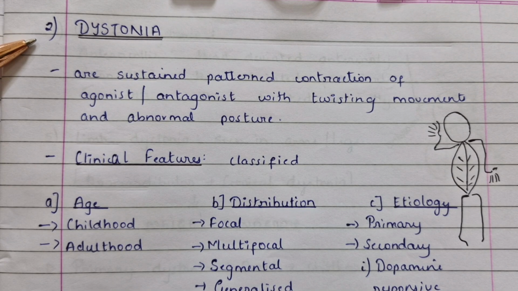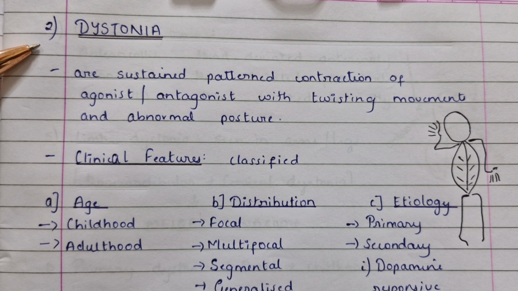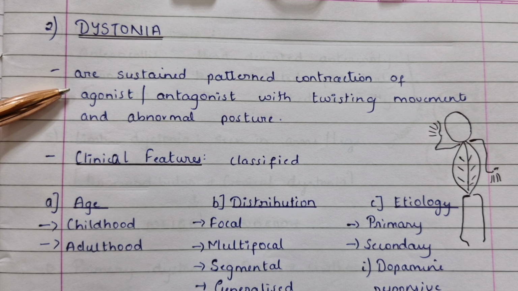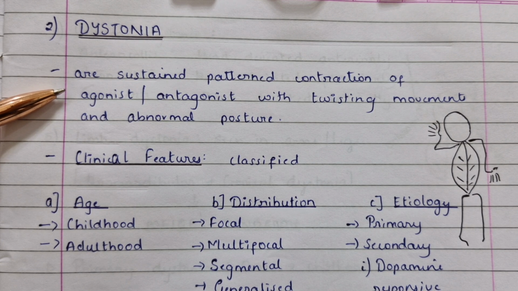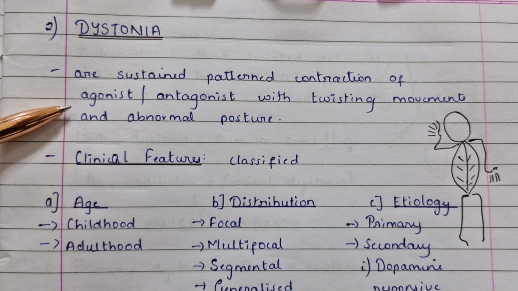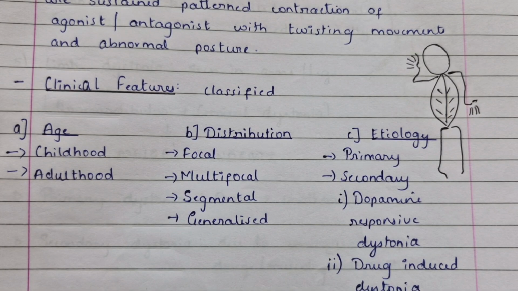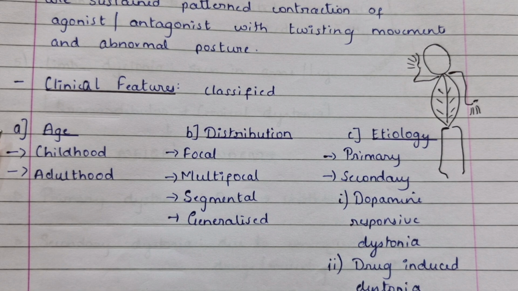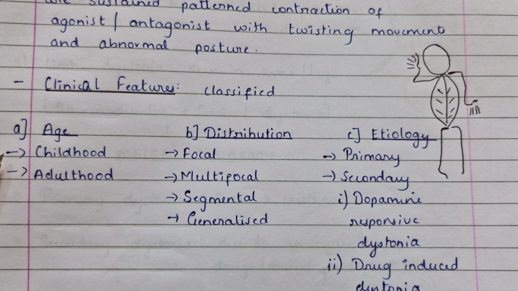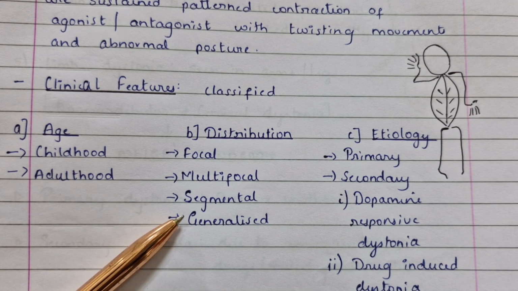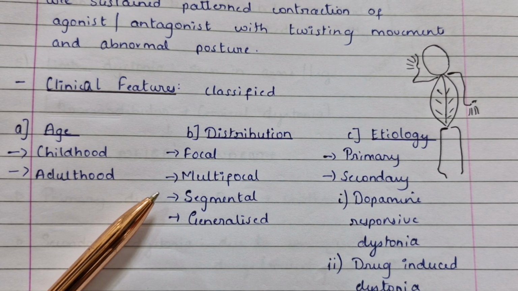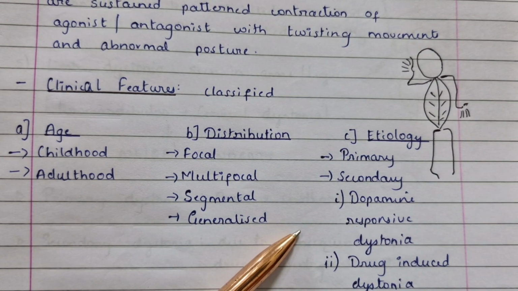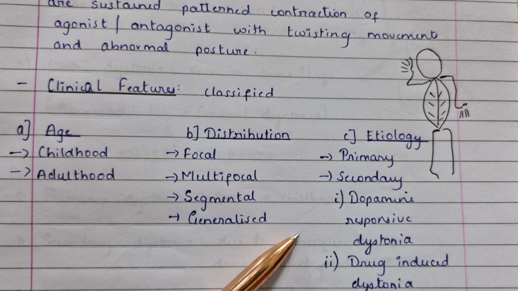The second type of hyperkinetic movement disorder is dystonia. Dystonia is sustained patterned contractions of the agonist or the antagonist with twisting movements and abnormal posture. Dystonia is classified based on age, distribution, and etiology. Based on age, we have childhood and adulthood dystonia. Based on distribution, we have focal, multifocal, segmental, and generalized dystonia. Based on etiology, we have primary and secondary dystonia.